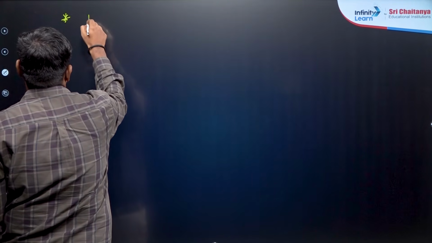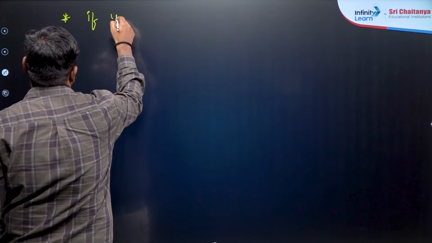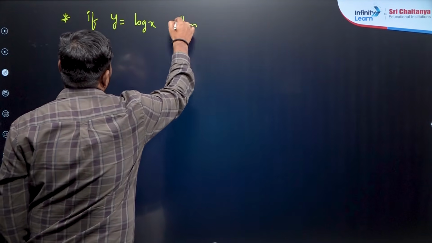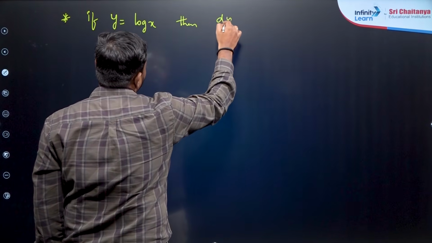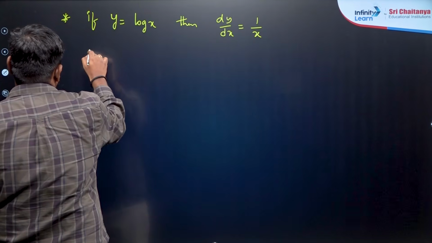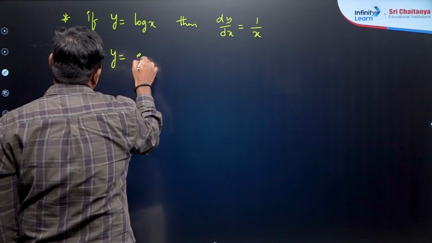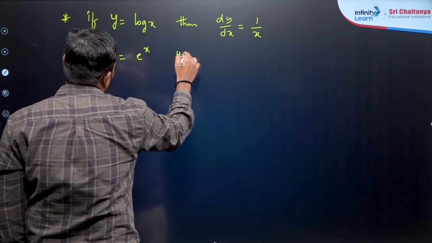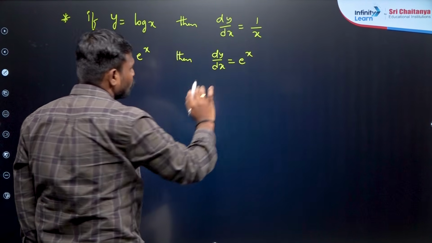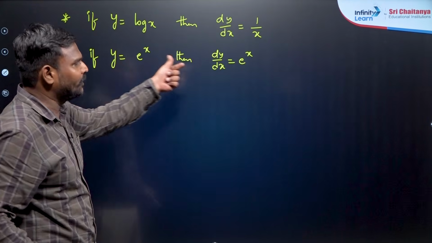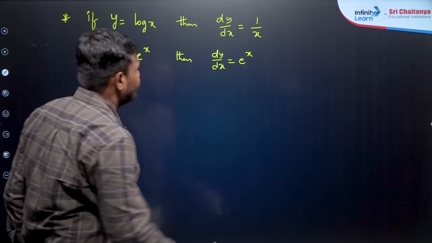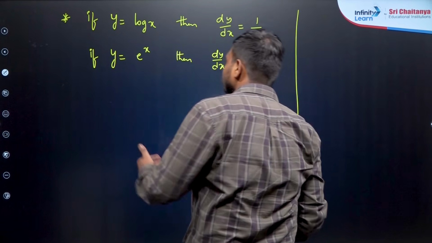Next, if y is equal to log x, then the derivative of log x is 1 by x. If y is equal to e power x, then the derivative of that would be e power x only. There is no change in the exponential function. Question is e power x, answer is also e power x. Let us look at one or two examples of this model also.